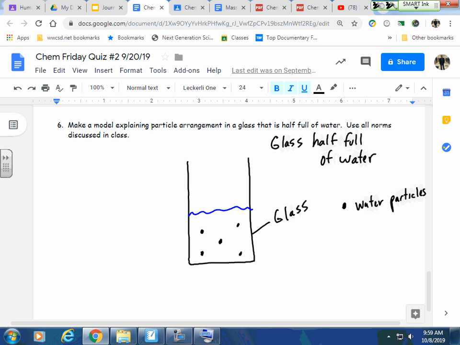Not a whole lot to explain because it's not a process. This is one of the rare occasions where I'm just asking you to show me a snapshot in time. Usually we don't do that with modeling. We show a process or explain a process.